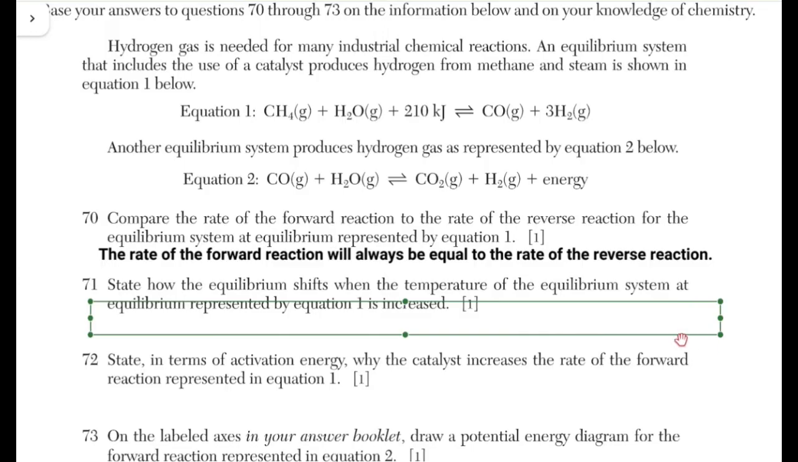State how the equilibrium shifts when the temperature of the equilibrium system at equilibrium represented by equation 1 is increased. The equilibrium will shift to the right as the temperature increases because on the right side of the equation there is 210 kilojoules, which represents heat.